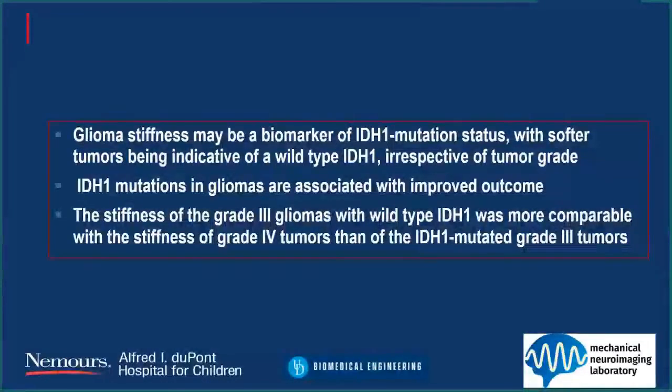What is the most important and very interesting fact about this paper was they found that the grade 3 gliomas with wild type IDH1, tumors which are going to do far worse, were comparable in stiffness to grade 4 tumors than the comparable grade 3 tumors which were IDH mutated. So which means that biomechanical properties of tumors were more correlated with the underlying genetic abnormality than the histopathological grade of the tumor, which I thought was very interesting.